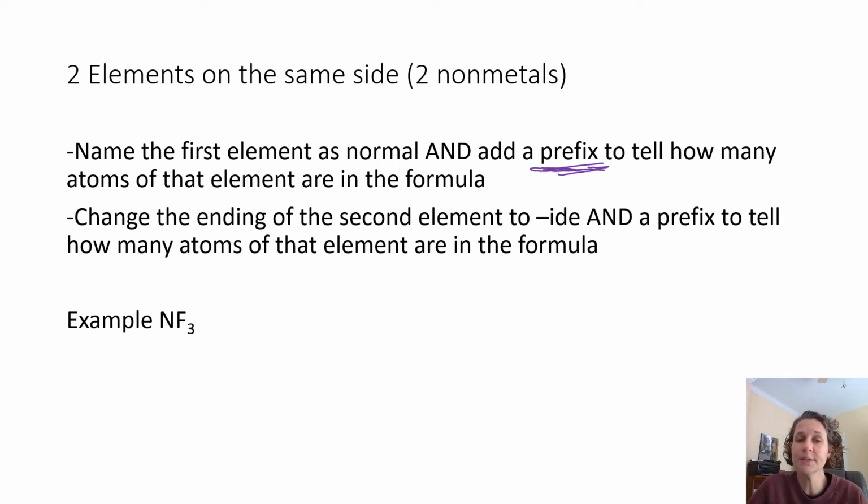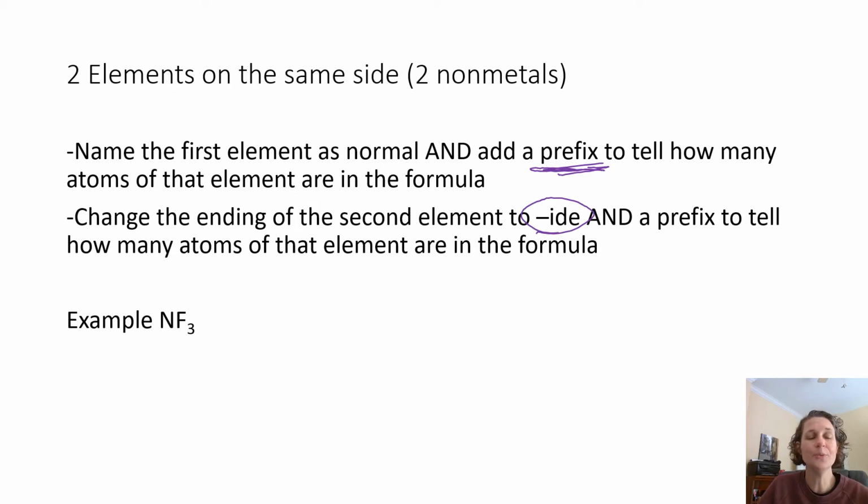Mono is 1, di is 2, tri is 3, tetra is 4, penta 5, hexa 6. You guys know those. If you don't, look in your book, look in your notes, they're there. But you use that prefix to tell how many. For the second element, same thing, you add a prefix for the number and you change the ending to -ide. So there is our -ide ending.